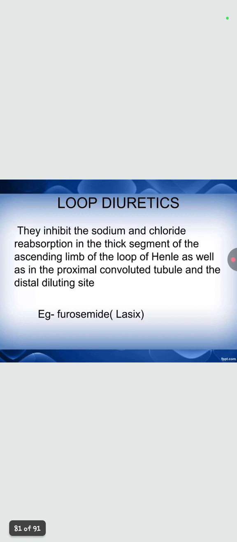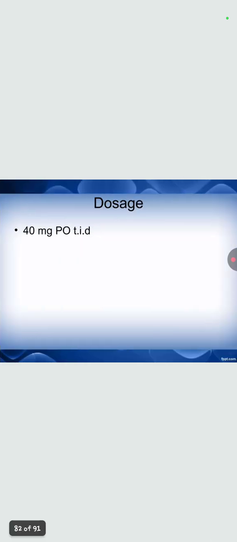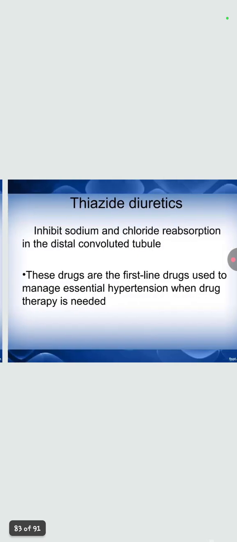Diuretics increase the production of urine. Loop diuretics inhibit sodium and chloride reabsorption in the thick segment of the ascending limb of the loop of Henle, as well as in the proximal convoluted tubule and distal tubule, like furosemide, brand name Lasix, dosage is 40 mg per oral 3 times a day.